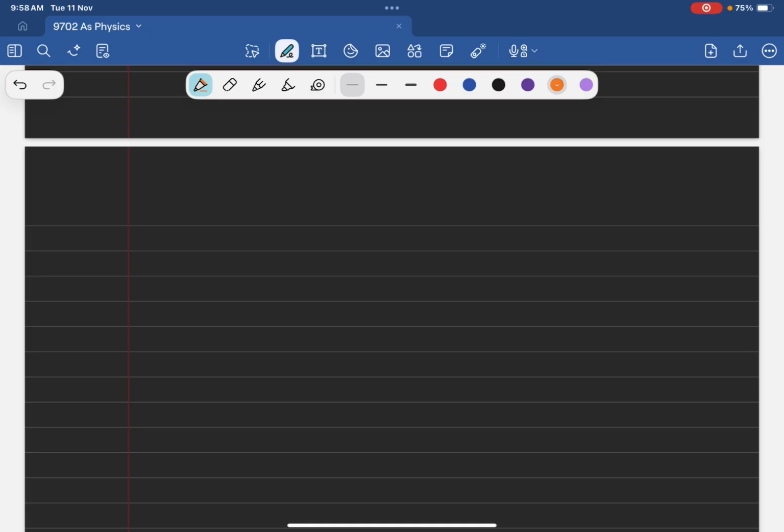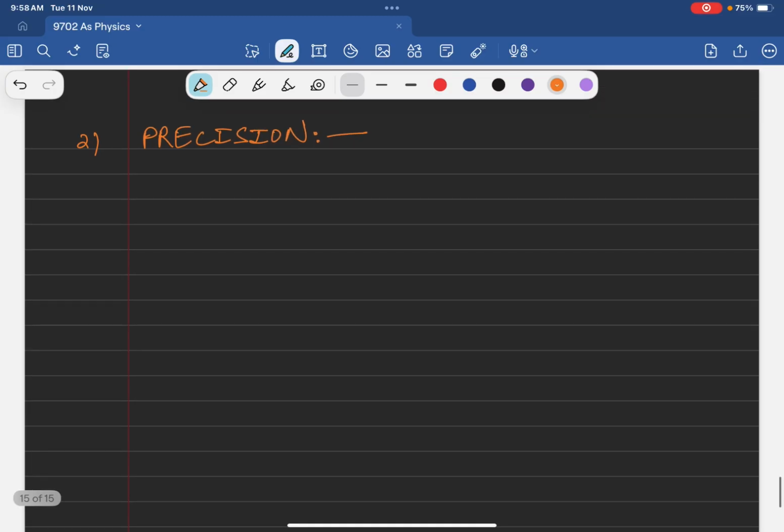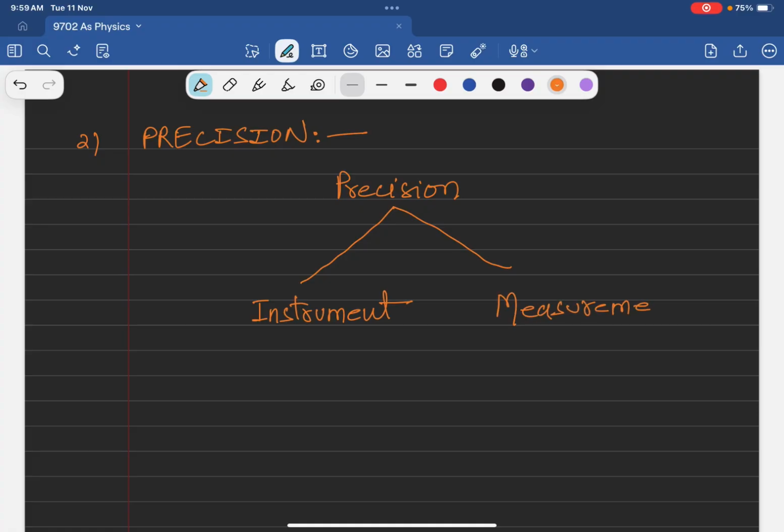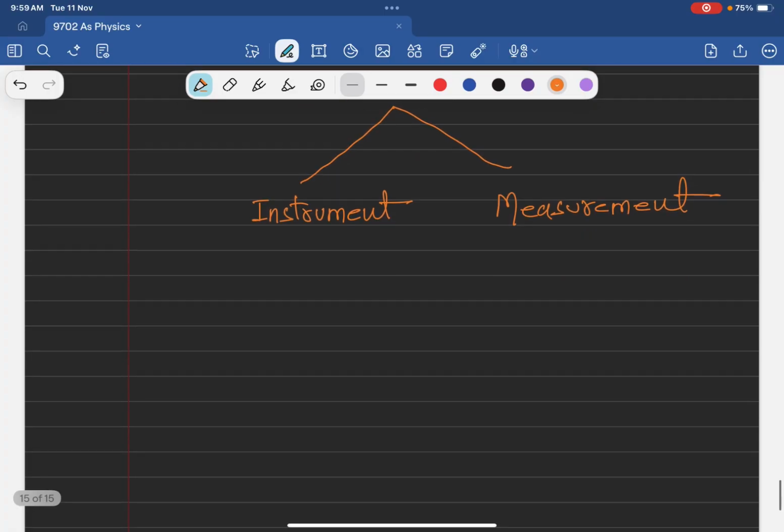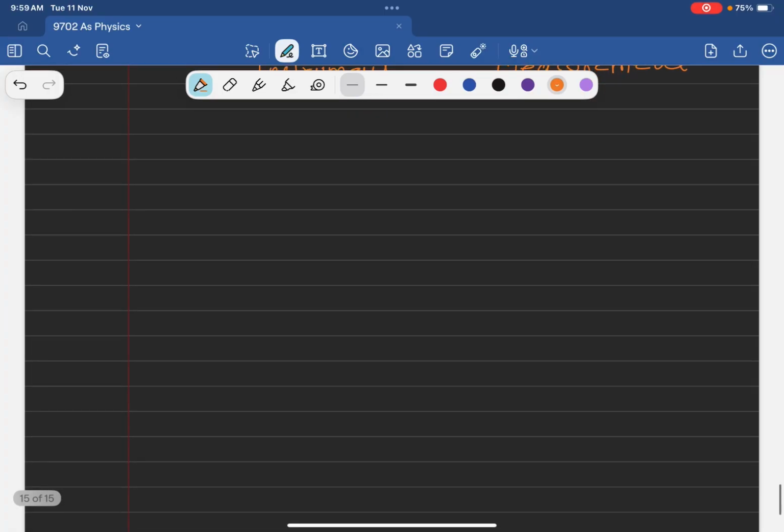Now we have the second one, which we are going to discuss in detail, and that is precision. Precision of an instrument is defined in two ways. One is defined with respect to the instrument, and the other is defined with respect to a measurement. So now, let me define precision in terms of instrument first.